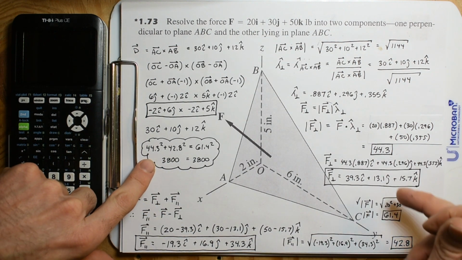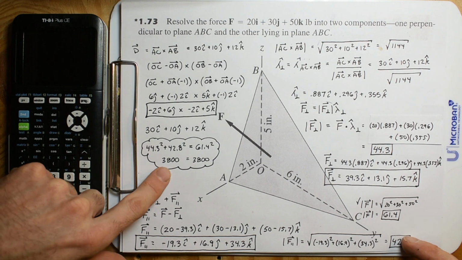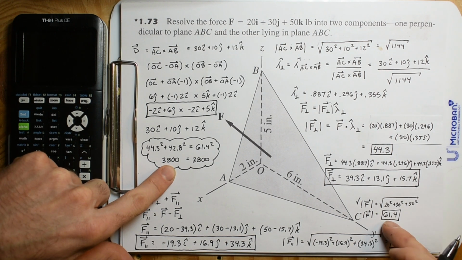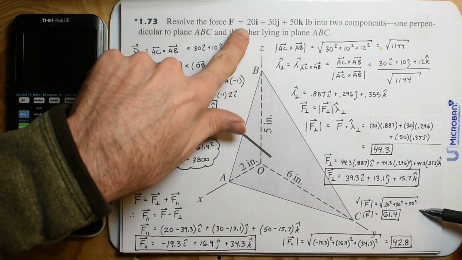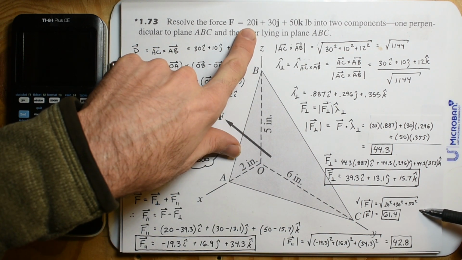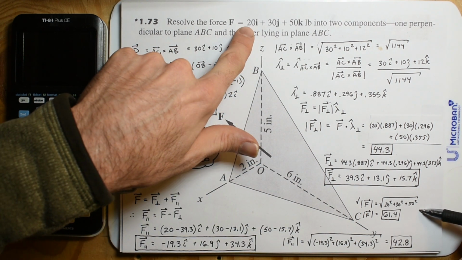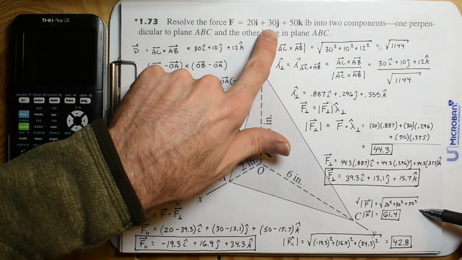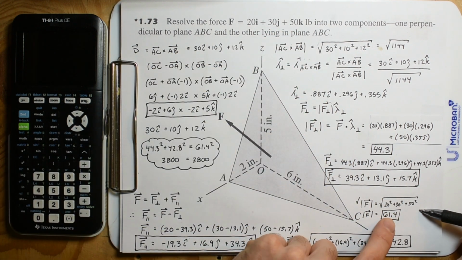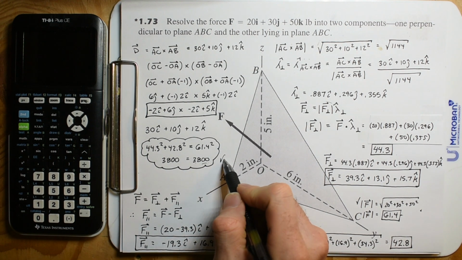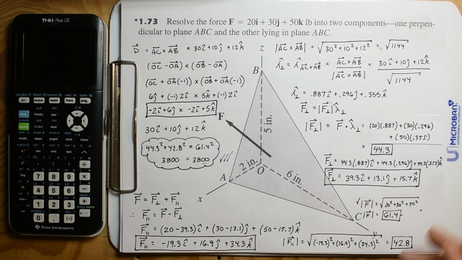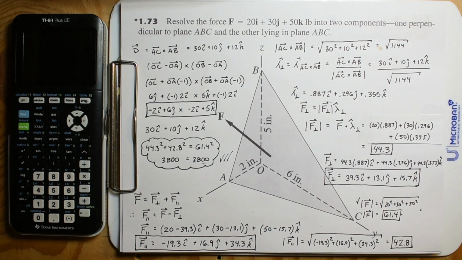We take this squared plus this squared. We get 3,800. And we take the magnitude of our force vector. I guess I didn't talk my way through that one. But the magnitude of this is the square root of 20 squared plus 30 squared plus 50 squared. And so if we square that, we also get 3,800. So that's our check on reality. And that's it.